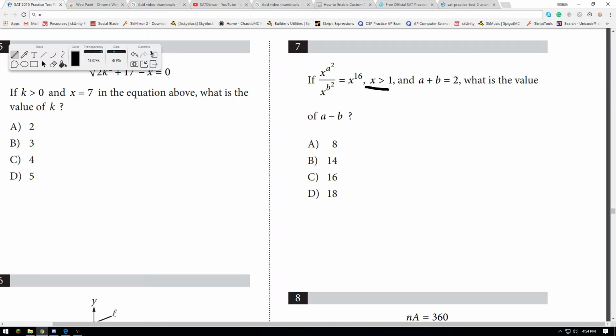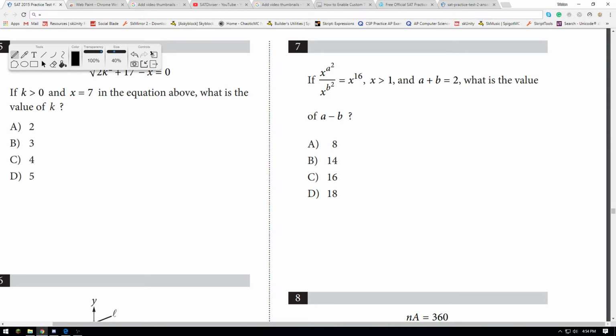Why are they giving us x is greater than 1? Well, let's say x was equal to 0. That would make this whole thing undefined, because 0 raised to any power would be 0, and that divided by 0 would be undefined. So that's why they're saying that. It's not meant to confuse you, they're just trying to get into your head. Don't let them get into your head.